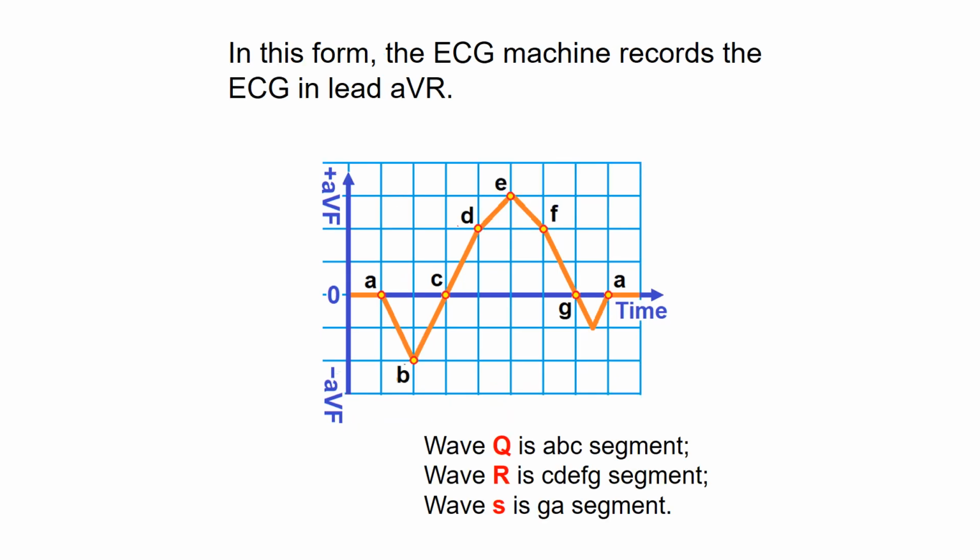In this form, the ECG machine records the ECG in lead AVR. Wave Q is the ABC segment. Wave R is the CDEFG segment. Wave S is the GA segment.